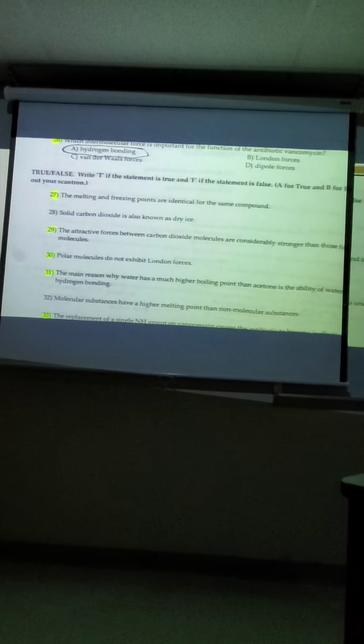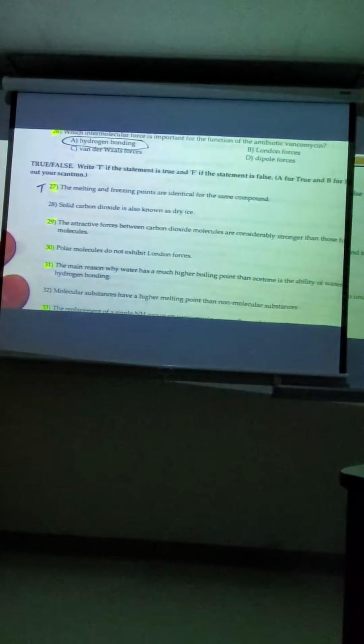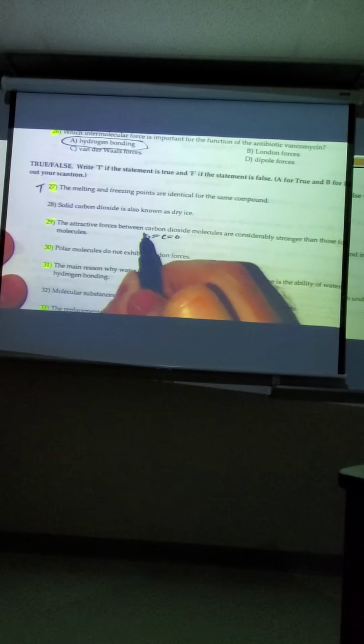Melting and freezing points are identical. It's a two-way street. We saw that back in chapter 1 even. So that's true. Attractive forces between carbon dioxide are stronger than those in water. Carbon dioxide, C double bond O on both sides. This is the two-way tie. It's got a 1.0 here, and it's got a 1.0 there.